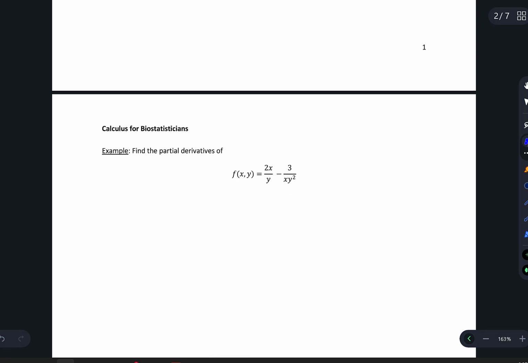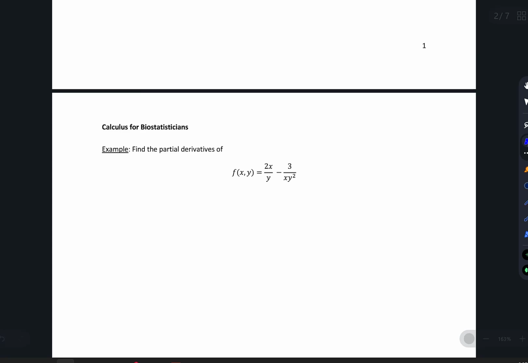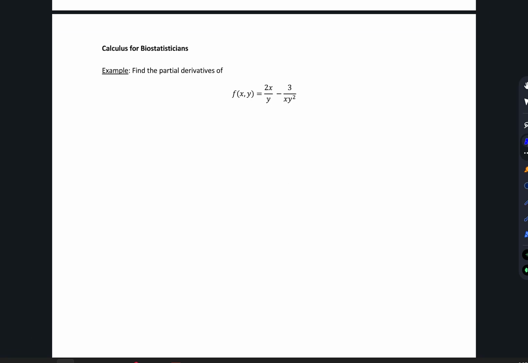So to start out here, we have a function of x and y, and here that function is equal to 2x divided by y minus 3 divided by x y squared. So there are two different partial derivatives we can take. We can take the partial derivative with respect to x, or the partial derivative with respect to y. So let's start with the partial derivative with respect to x.